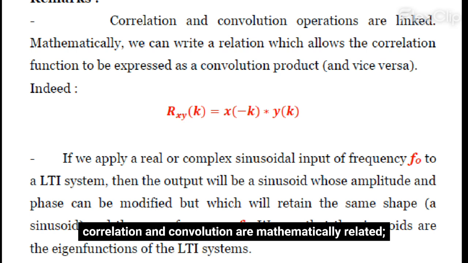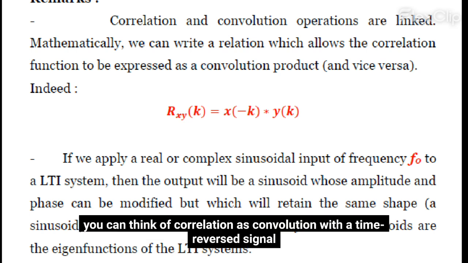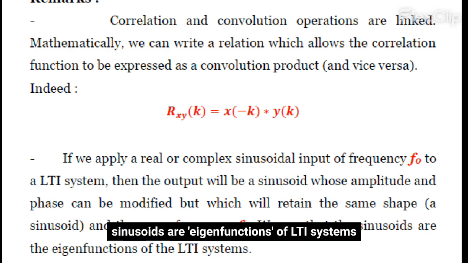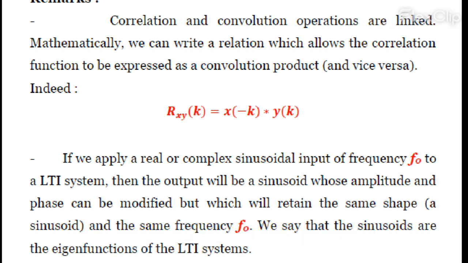First, correlation and convolution are mathematically related. You can think of correlation as convolution with a time reversed signal. Second, sinusoids are eigenfunctions of LTI systems. This means if you put a sine wave in, you get a sine wave with the same frequency out, though its amplitude and phase might be adjusted.